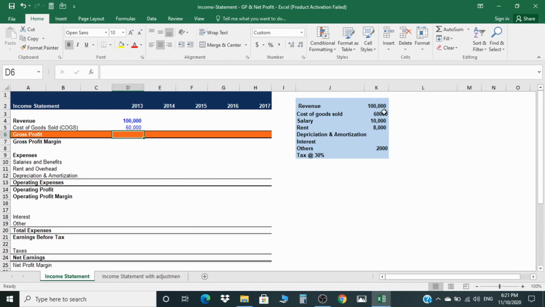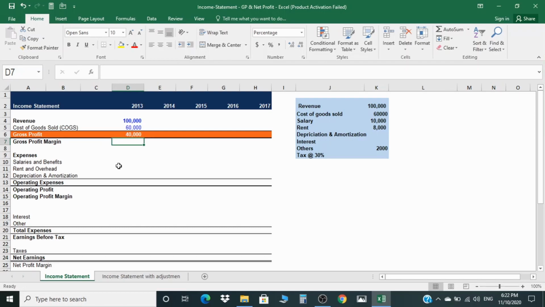So what is the formula of gross profit? Sometimes it's like 20% of the revenue, so you have to calculate 20%. I'll teach you later in the second video or the third video. But here it's very simple. Just put equal sign, go to revenue, put minus sign, go to cost of goods sold, just enter. You can see the revenue is 100,000 and the cost of goods sold is 60,000, and you get the gross profit of 40,000, right?